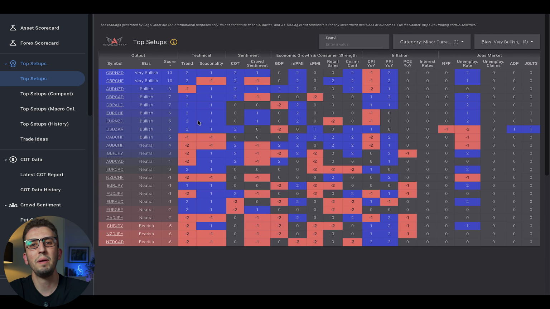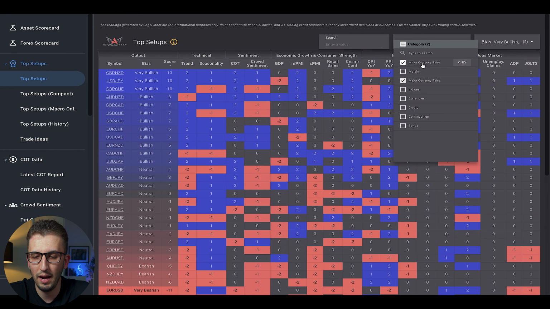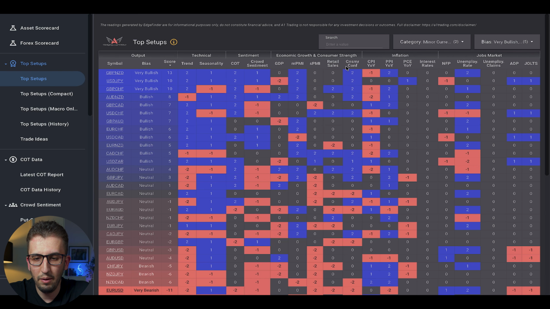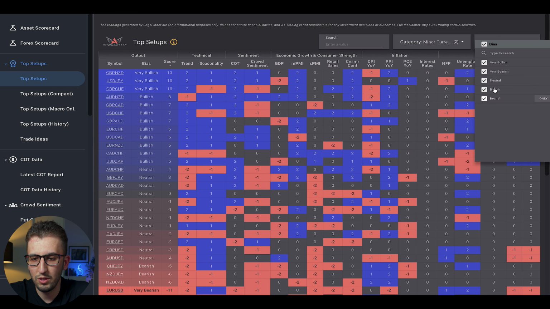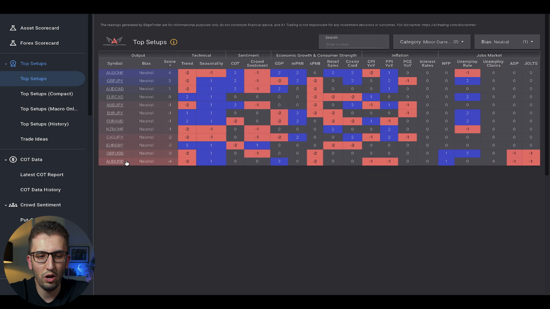What I do, which is a bit different to how other people use the EdgeFinder, because a lot of them are swing traders, is I actually like to look for neutral markets. So step one, I go into top setups, as I just said, and then I click here on category, and then you can pick what pairs you trade. I pick major currency pairs and minor currency pairs because I trade those, but you can also do crypto, indices, etc. And then I go here on the bias, which is really nice, and I click only on neutral scores. So now I have a little watch list here of all the neutral pairs that I'll be looking to trade.